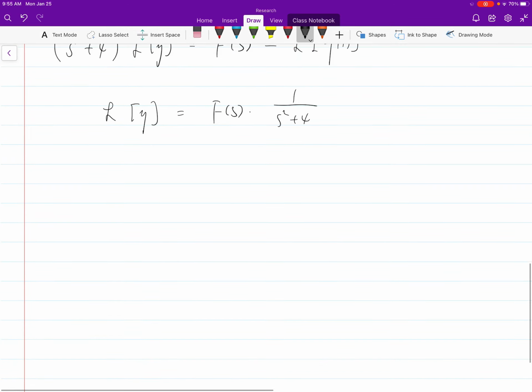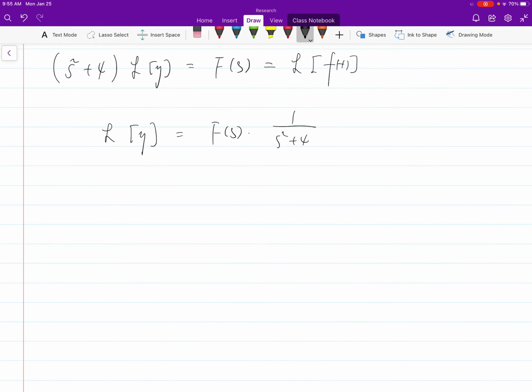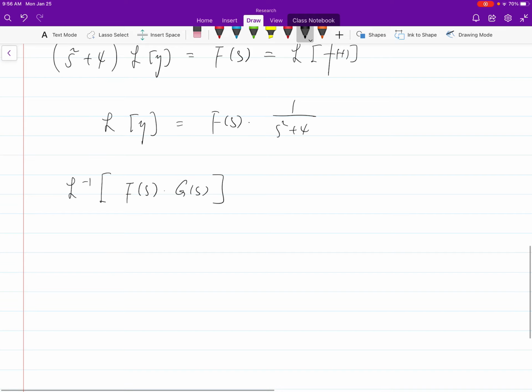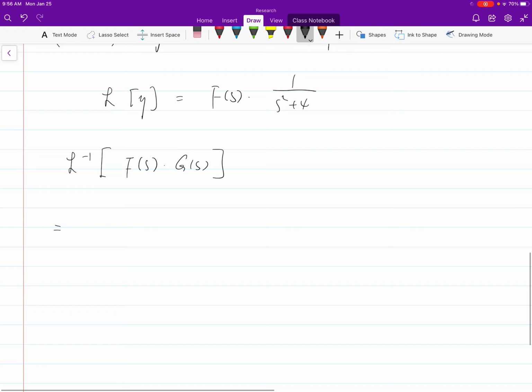But now, if you think about it, what do you have here? You are basically taking the L inverse of F(s) and another function, we will call it G(s). That's what you're trying to do. Moreover, you do know L inverse of F, which is just f.